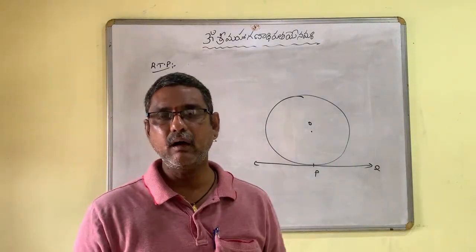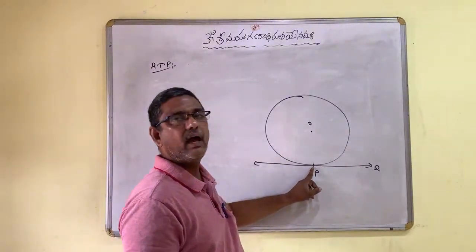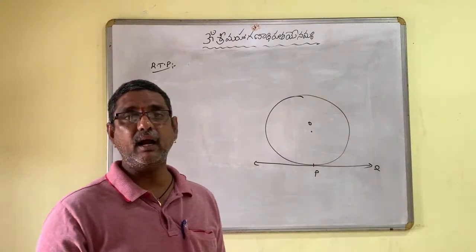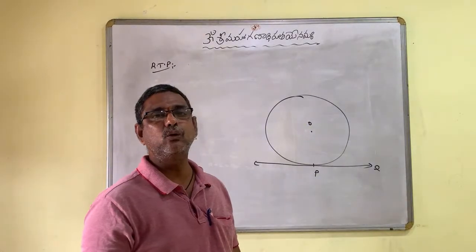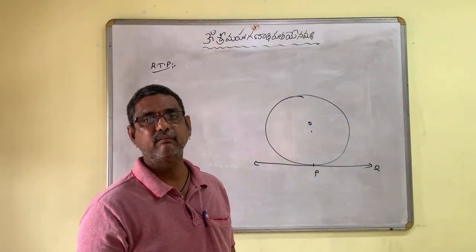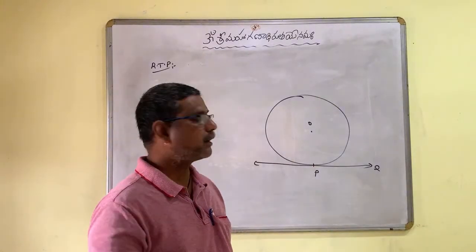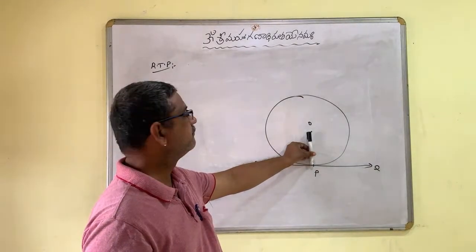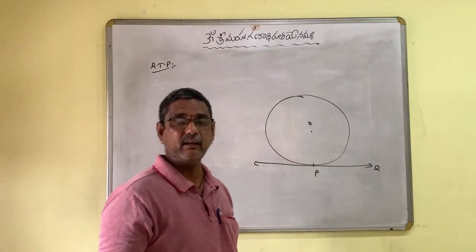If we draw a perpendicular at P, it passes through the center of the circle. If a perpendicular is drawn at P, we need to prove that it passes through the center.